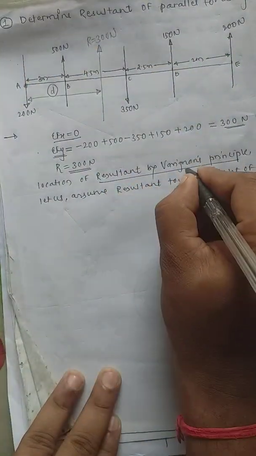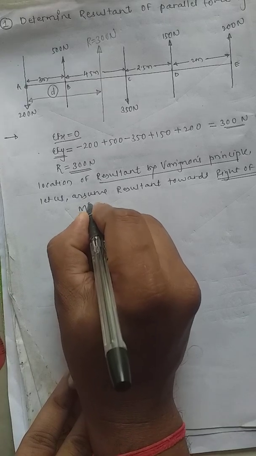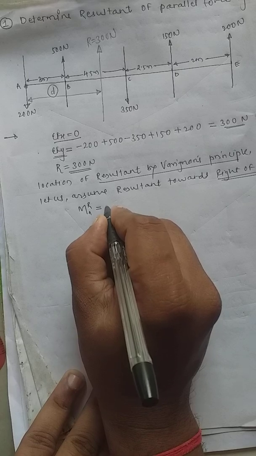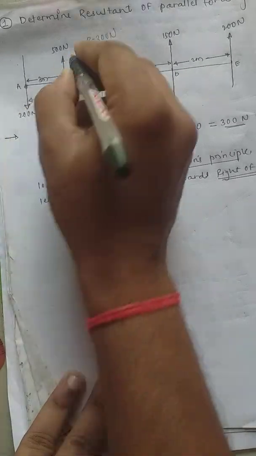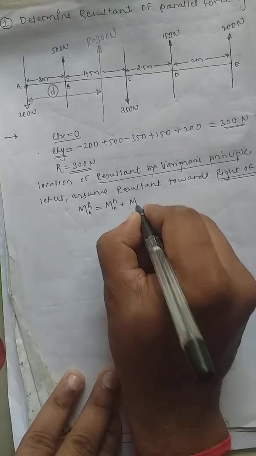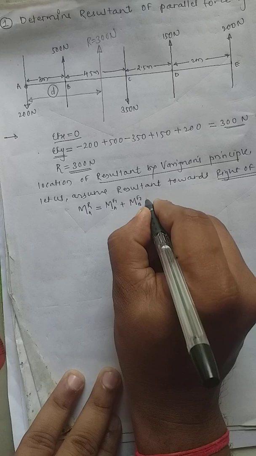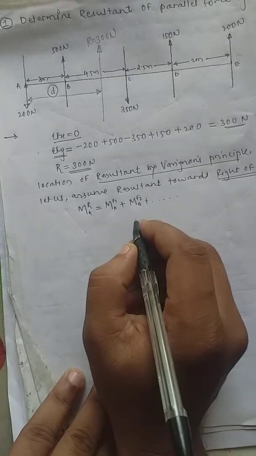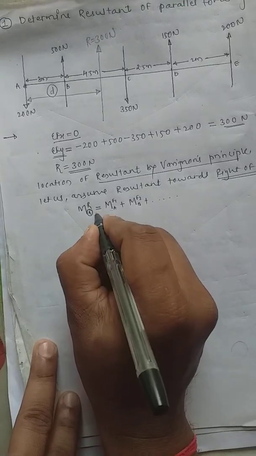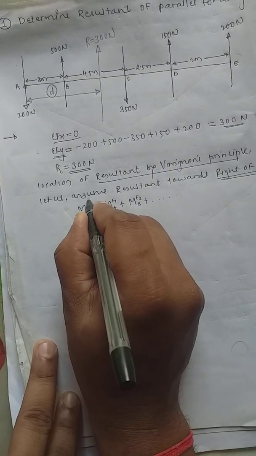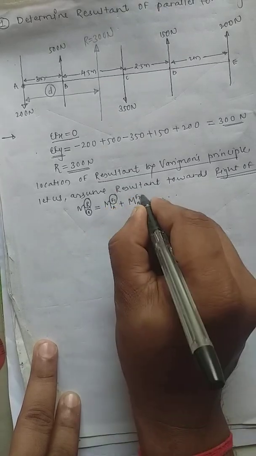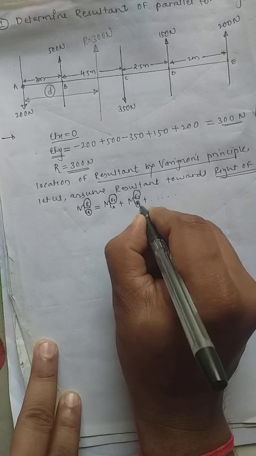So as per Varignon's principle, moment of resultant at point A will be equal to moment of force F1 at point A plus moment of force F2 at point A plus so on. We are considering the moment at point A. So towards the left side we'll have the moment of resultant, towards the right side we have the moment of all the forces at point A.